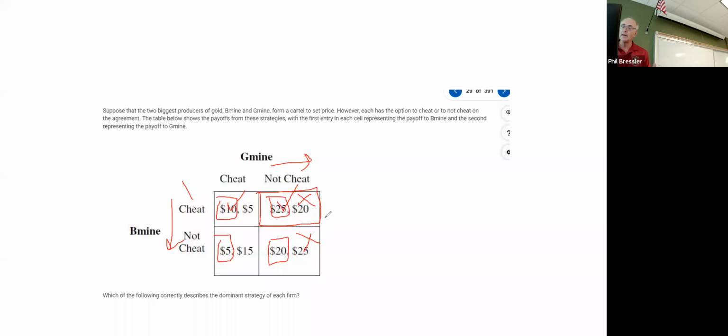Now I'm going to go the other way, Dan. I'm going to see what B mine should do. And I have the arrow pointing down because for B mine, we look downward. So if G mine cheats, B mine could cheat and make 10 or not cheat and make 5. They could cheat and make 10. If G mine doesn't cheat, it's 25 to 20. They're going to pick 25.